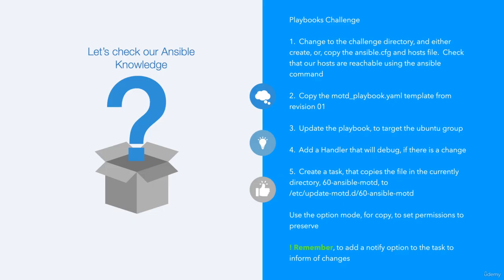Lastly, create a task that copies the file in the current directory, 60-ansible-motd, to the path /etc/update-motd.d/60-ansible-motd, i.e. the same file name. Use the option mode for copy to set the permissions to preserve. You may at this point need to look at the Ansible documentation for the copy module. An important thing to note there: remember to add a notify option to the task to inform the handler of changes.